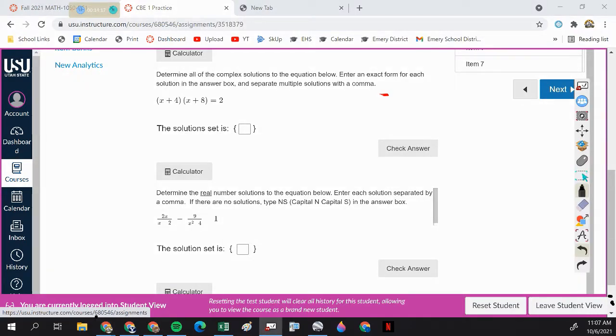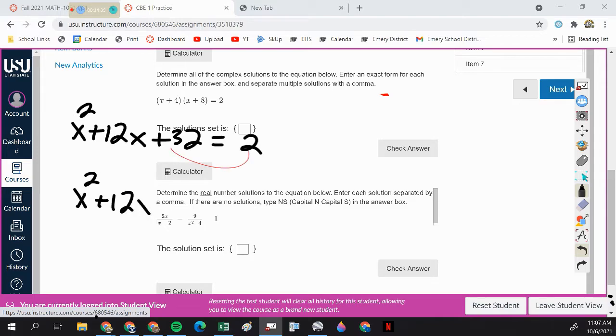We need to find out, when does this equation equal 2? Well, I need to multiply it out. x squared plus 12x plus 32 equals 2. Can you guys do those in your head now? You've been working on it for years. Subtract the 2. x squared plus 12x plus 30. Are there factors of 30 that add to be 12? No. So we either have to use the quadratic formula or we complete the square.